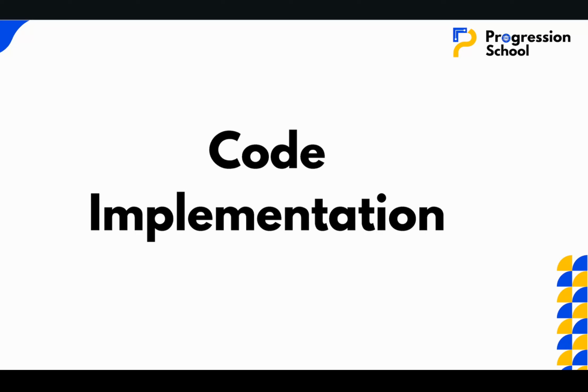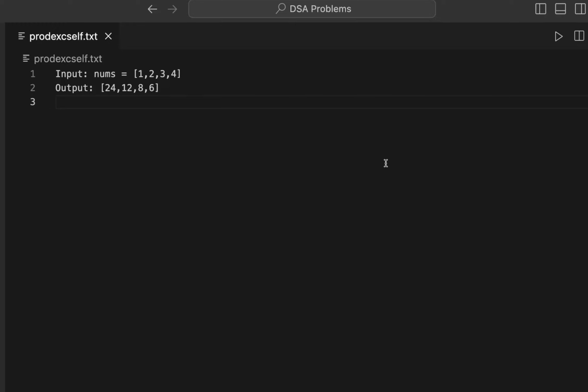In this video, we will see code implementation. Now let's see how we can implement this problem. Okay. So we have nums as input, and then we have an output. So let's start with approach one that we have discussed.